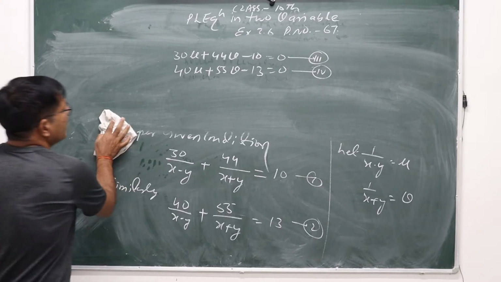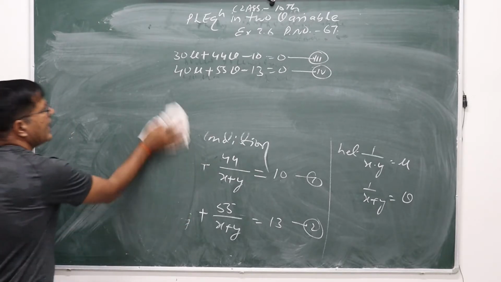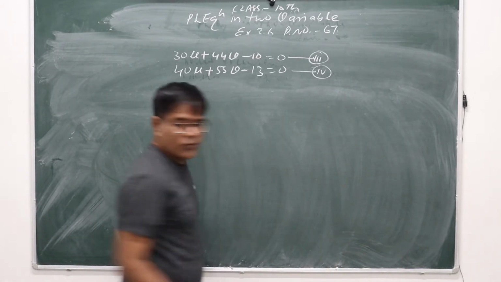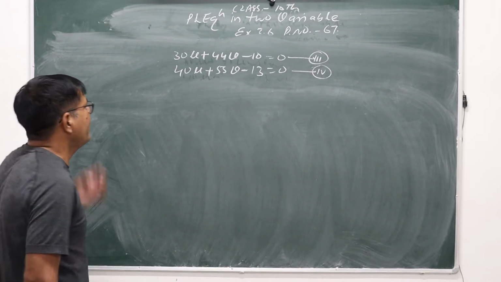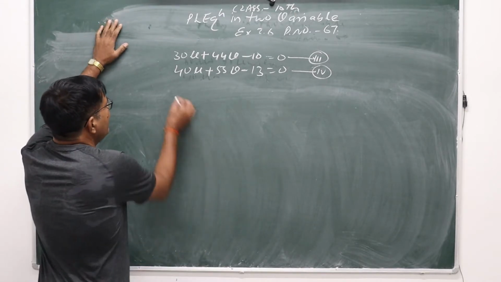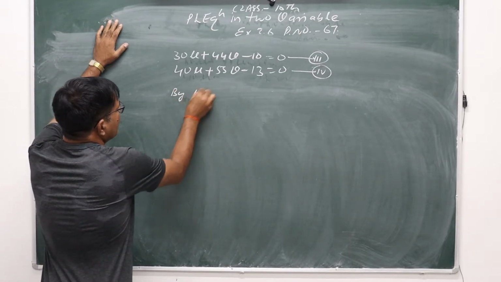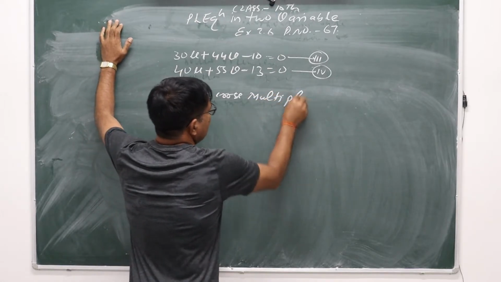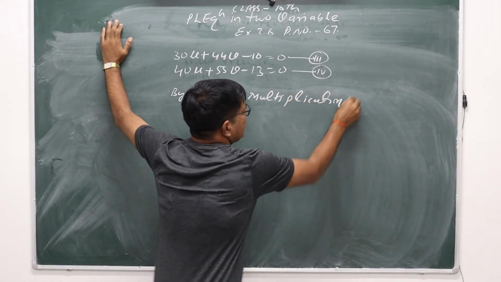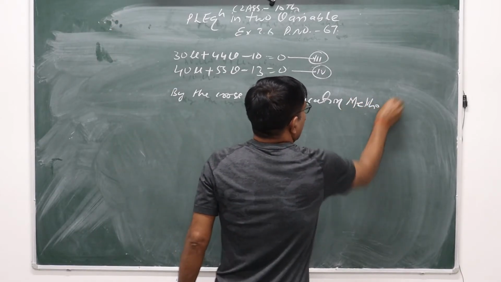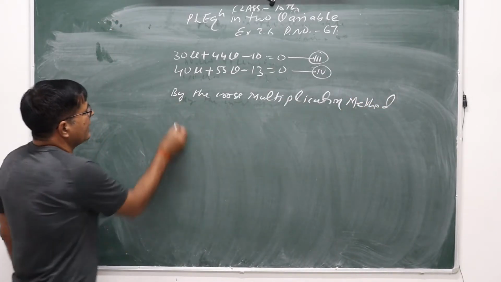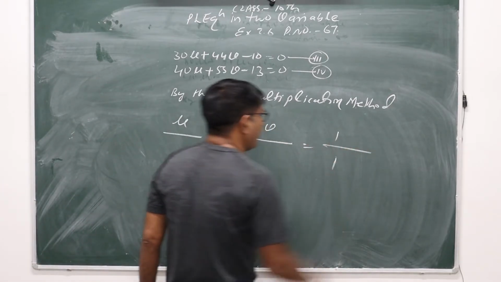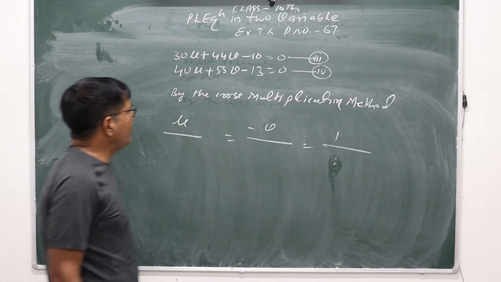Now these two equations in variables u and v are in the standard form of linear equations in two variables. So now, using the cross multiplication method, we can solve for u and v. How do we solve in the cross multiplication method? u upon, is equal to minus v upon, is equal to constant 1 upon. Now how will we find the numerical values?